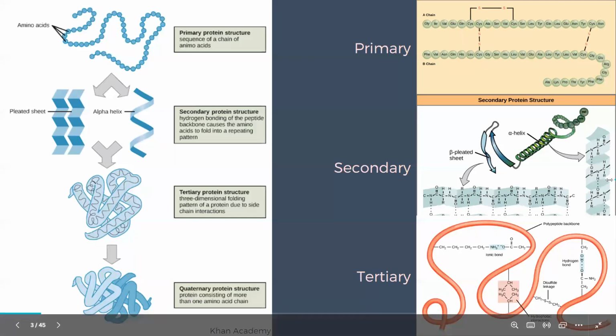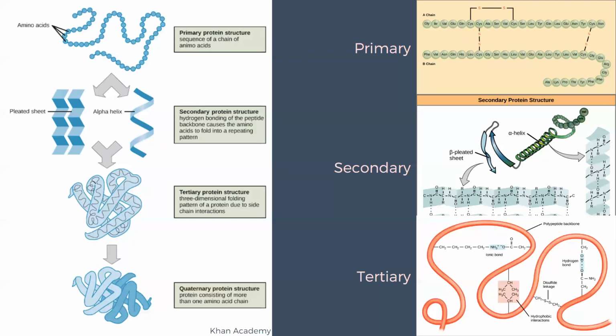So first off, we gotta talk about structure of proteins. So we have primary, secondary, tertiary, quaternary. Primary is just the sequence of amino acids in a polypeptide chain, and for each amino acid to be added to the chain of other amino acids, it needs to go through a dehydration reaction. And it gets added onto the C-terminal end of the amino acid chain.